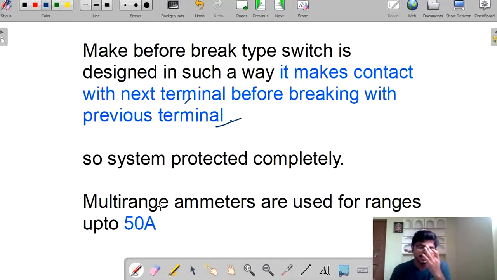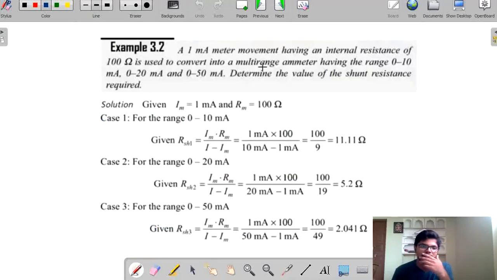And here read carefully that multi-range ammeters are used for the range it can measure of a maximum 50 amperes. Maximum 50 amperes of current we can measure by using the concept of multi-range. See here, now I will discuss a problem, so you will get more clarity how my resistance is changing.